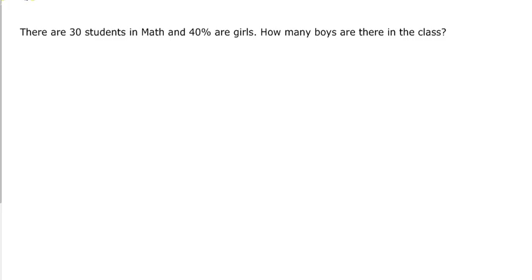Okay, there are 30 students in math class, and 40% of those students are girls. How many boys are there in class? So what I'm looking at, if there's 30 students in class, that's the whole amount. And 40% is our percentages, but this is for girls. We want to know how many boys. So if 40% are girls, that would mean 60% are boys. And you could use either one of those to start. So I'll go ahead and show you how to figure it out with knowing that there's 40% girls.